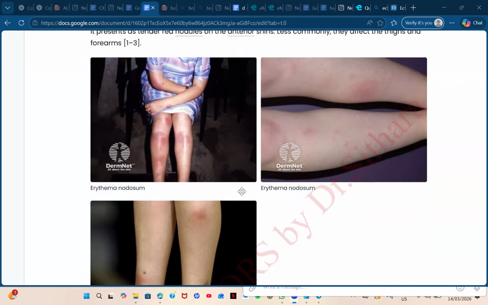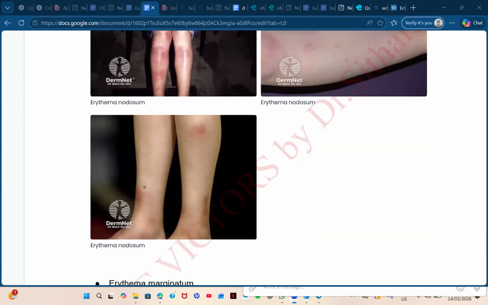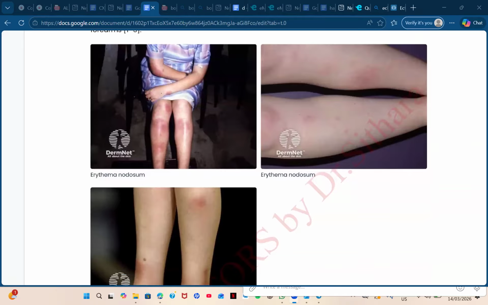Okay, so we were discussing erythema nodosum. What is it, doctors? So what is happening in erythema nodosum? Okay, good. You have explained the associated diseases. Now tell me what is happening. It's a panniculitis, right? Fat tissue inflammation, right? And this is a painful one, right? Painful, right, doctors?